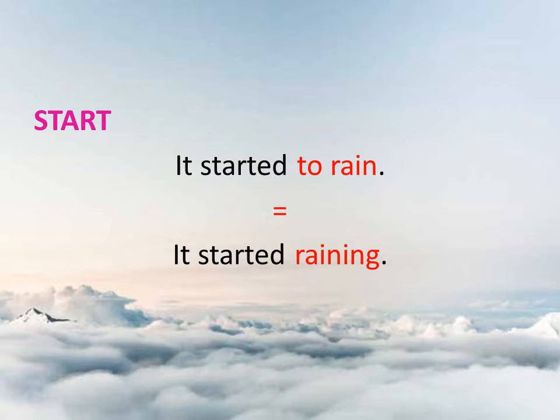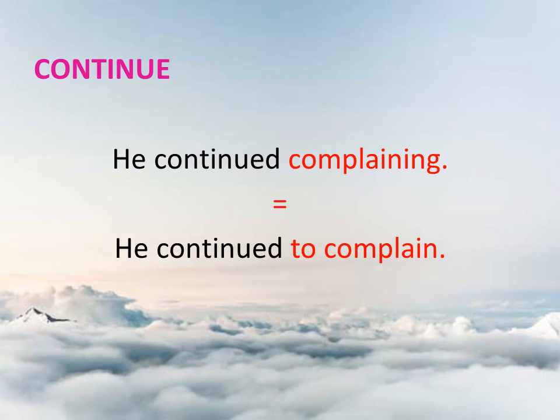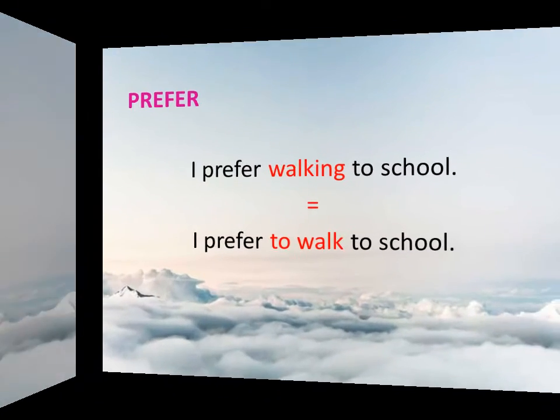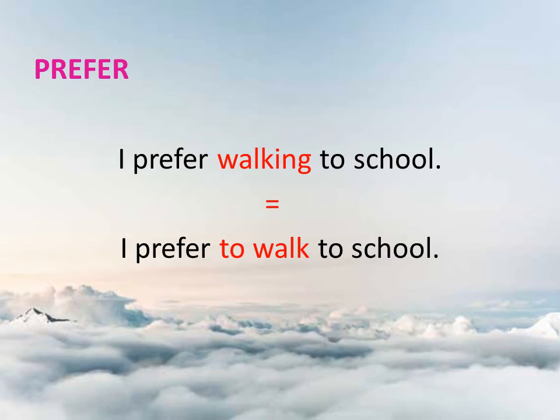Here are some more verbs. For example, start. It started to rain, and it started raining. Continue. He continued complaining, and he continued to complain. Prefer. I prefer walking to school, and I prefer to walk to school.